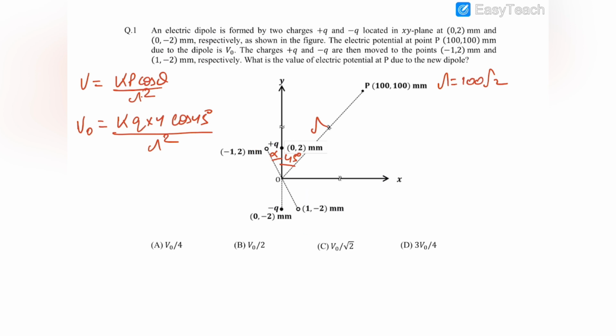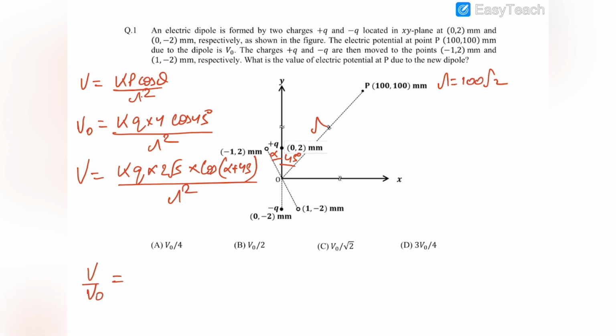So now the potential at the same point due to the new dipole is K, Q is the same, and the total length is 2 root 5, and the angle is cos of alpha plus 45, divided by r square. Now r is the same in both cases, so V by V0 will be equal to 2 root 5 cos(alpha plus 45) divided by 4 into cos 45, which is 2 root 2.